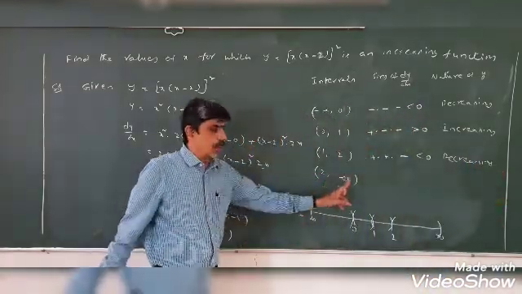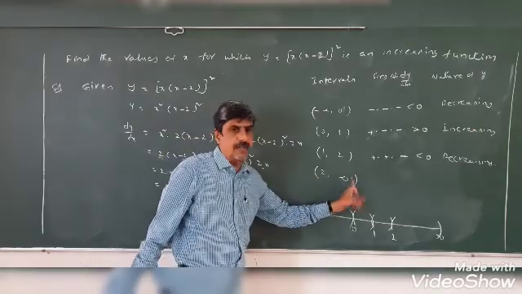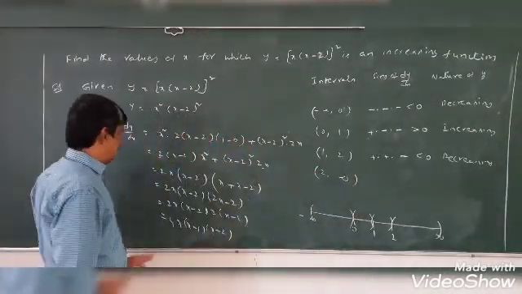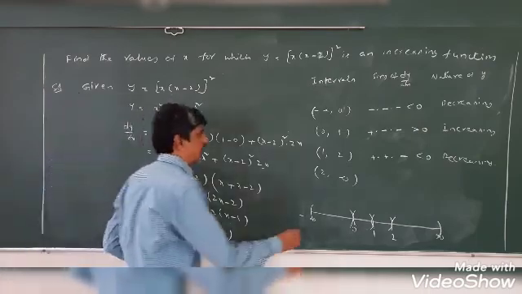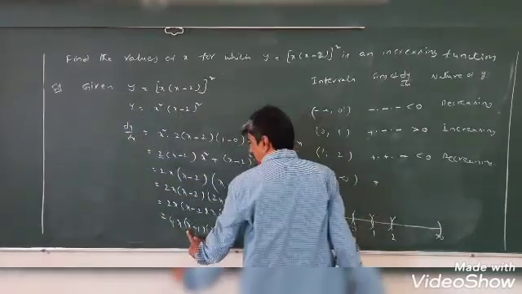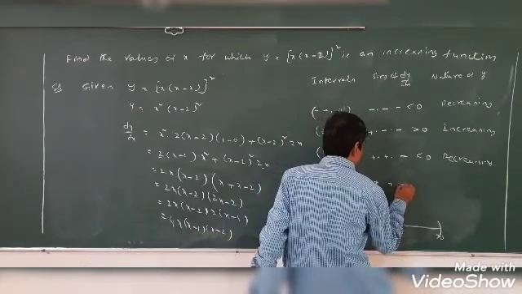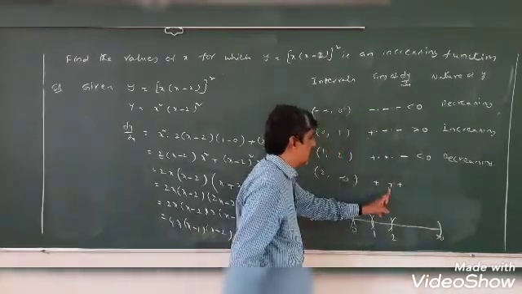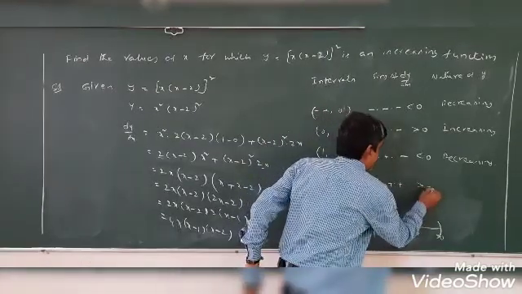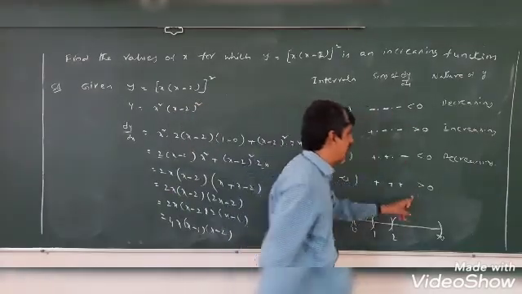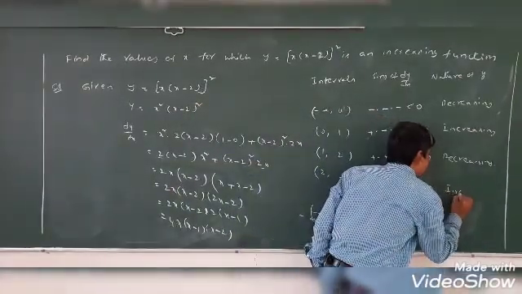Next, 2 to infinity. Here also there are infinitely many real values. For values above 2, this is positive, this value is also positive, and this value is also positive. So positive into positive means we write it as greater than 0. So dy by dx is greater than 0, which means increasing.